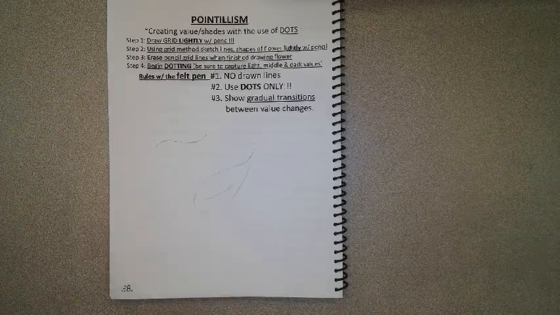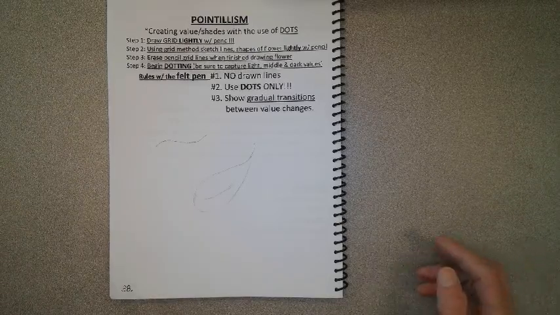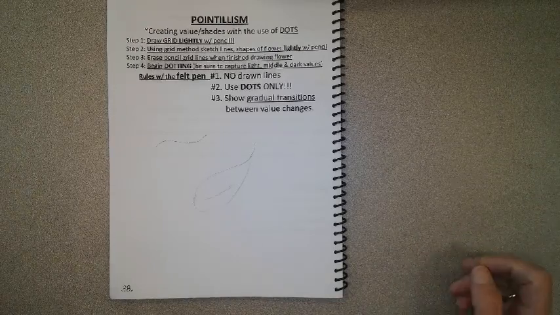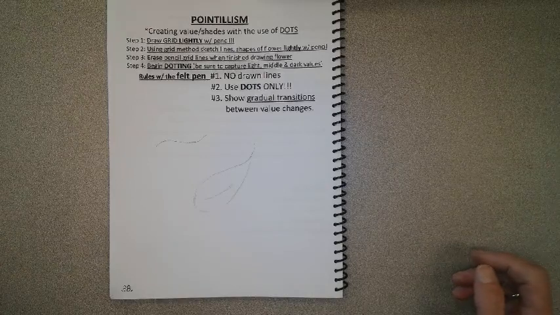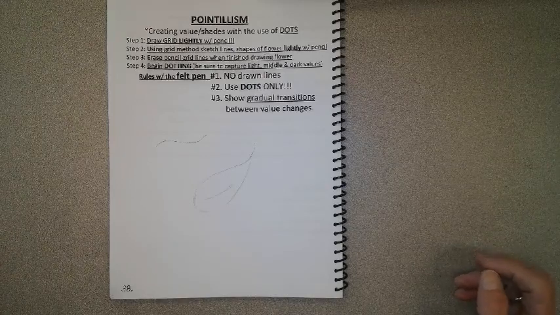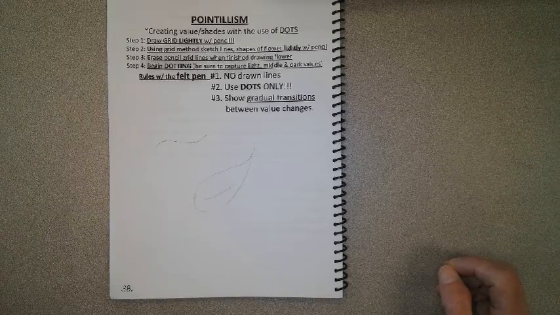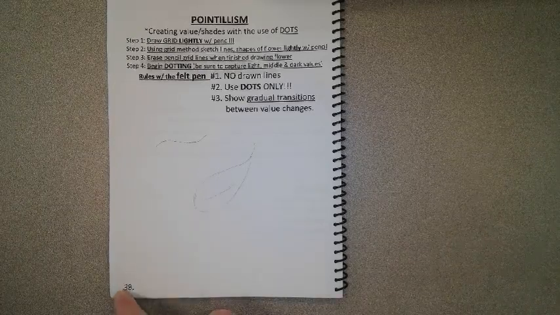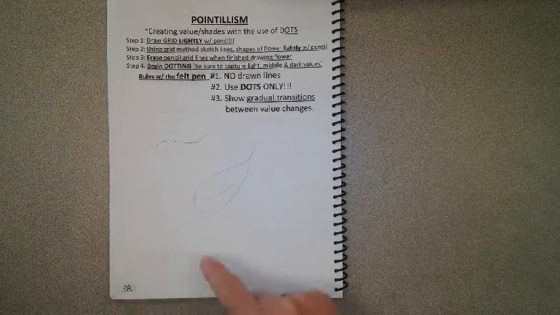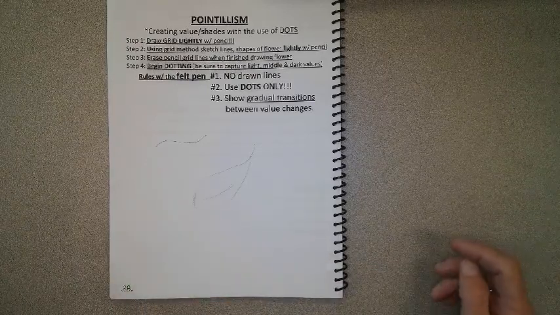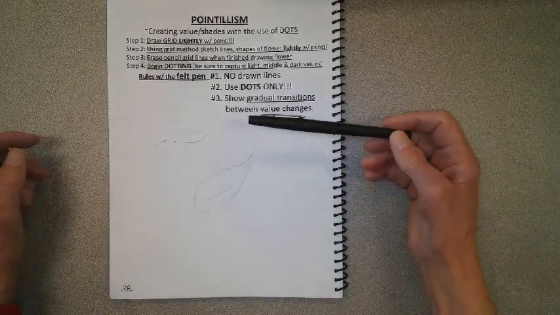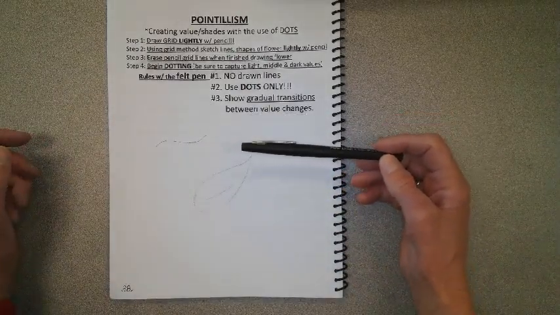Today we're going to begin a unit called Pointillism. Pointillism is basically creating values and shades with the use of dots only. No shading with pencil. So what I'd like you to do is open up your sketchbook to page 38, and this will be our practice page where we get used to our pen.